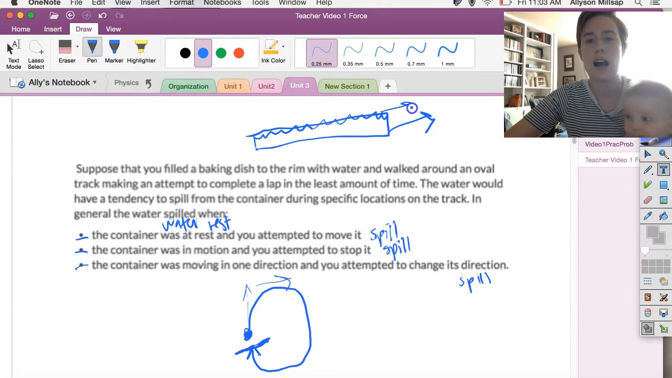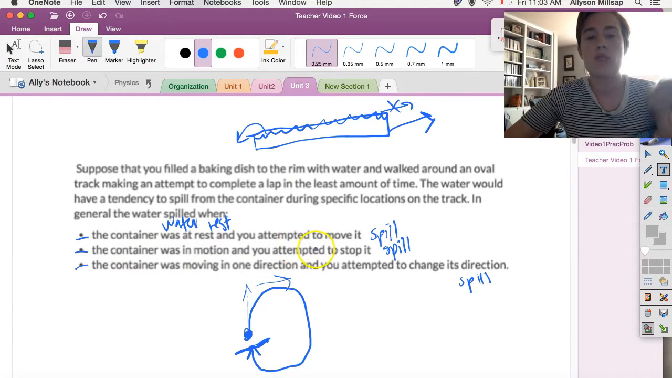The water's not going to move forward with the pan. It's going to stay in its same spot. So when the pan moves forward, the water ends up spilling out. Same thing here when the container was in motion and you stopped it.